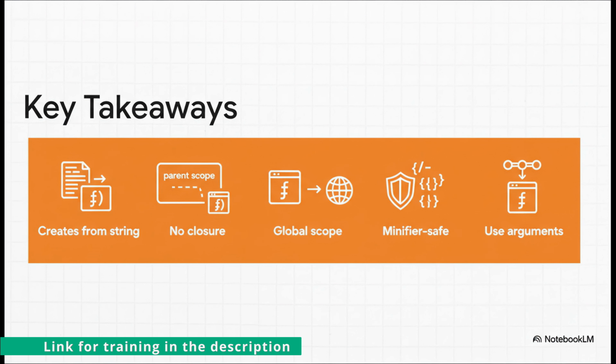So let's nail down the takeaways. First, new Function creates functions from strings right at runtime. Second, and this is the big one, it does not create a closure with its parent. Third, its scope is always linked to the global environment. And fourth, this is a feature to prevent those nasty bugs from code minifiers. And finally, the proper way to get data into it is to pass it in as a function argument.